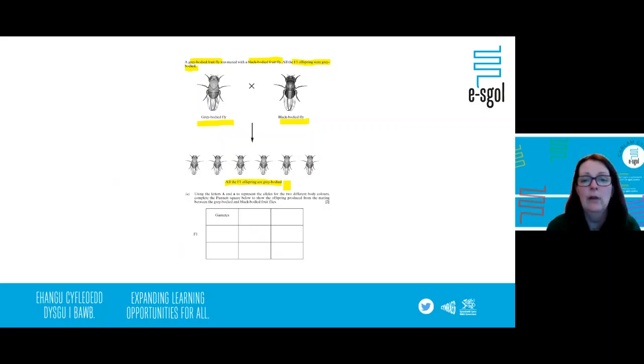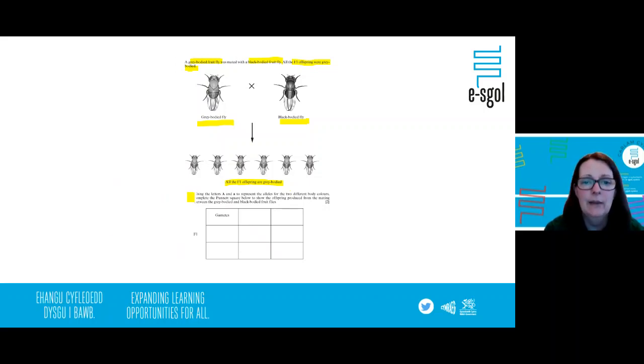Have a think what that tells us. Just pause the film for a second. Have a think, what does that tell us about those offspring and which colour is dominant over the other colour? Okay, so you should have had a little think, and from that information we can gather that the grey-bodied fly is dominant over the black-bodied fly.